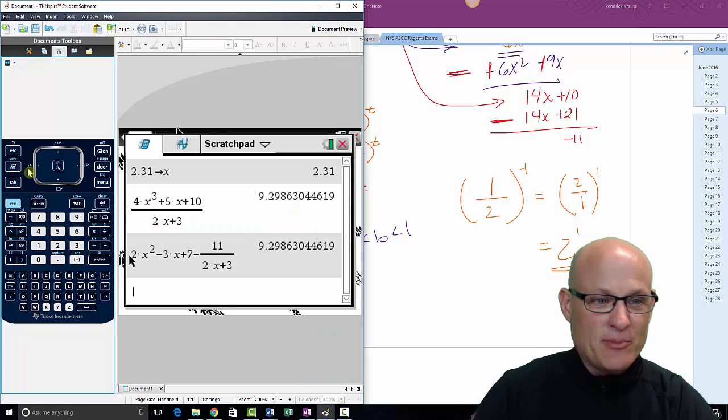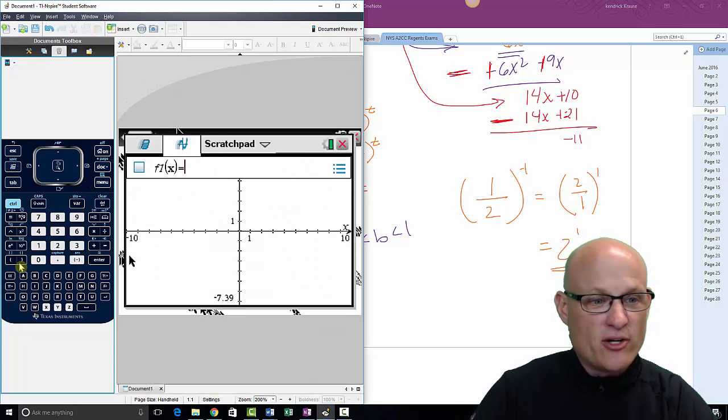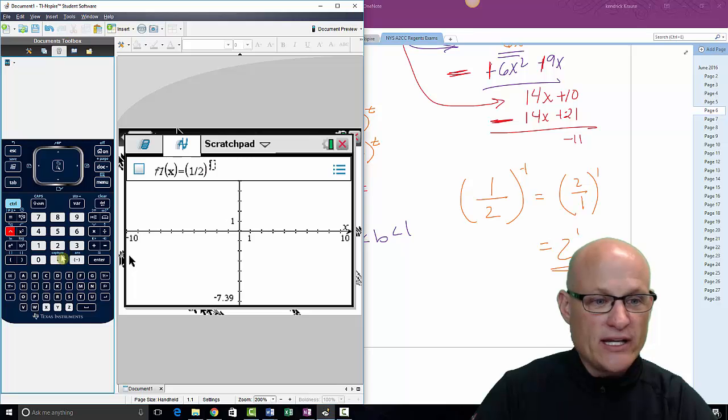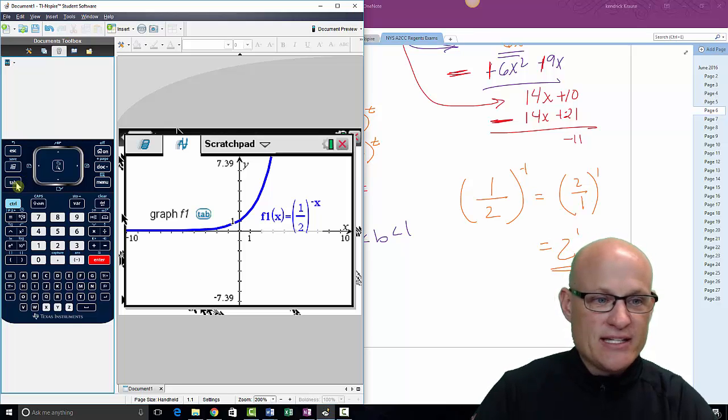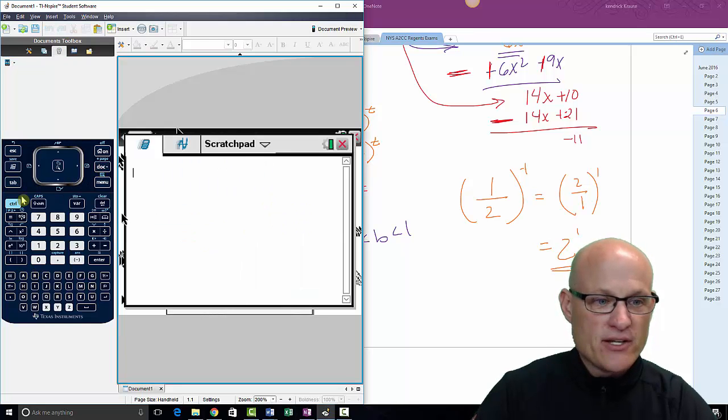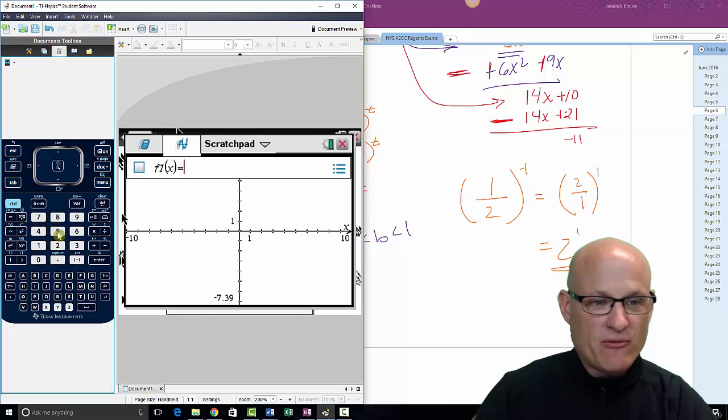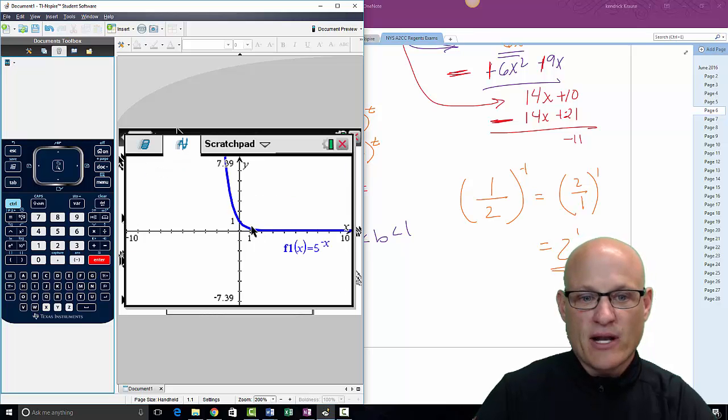You still should have gotten it right because you could have gone over here to your graph mode and said, okay, parenthesis 1 divided by 2, parenthesis, raised to the negative x. Enter. That's growth. That's an exponential growth question. And then you could have gone back in your graph mode and said, okay, how about 5 raised to the negative x? Oh yeah, that's exponential decay.